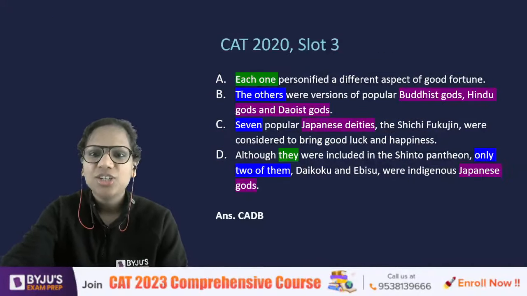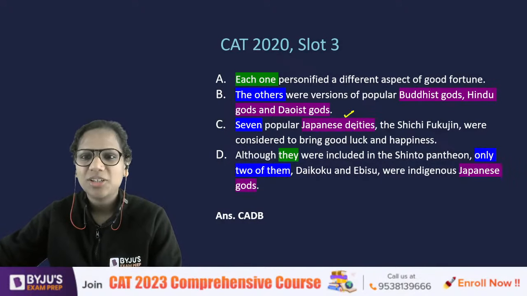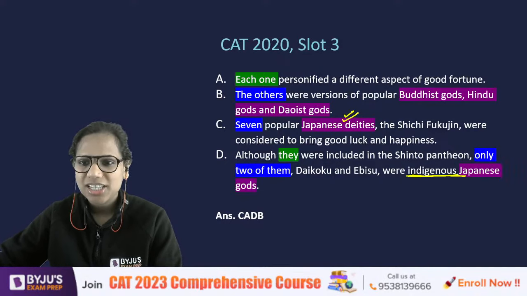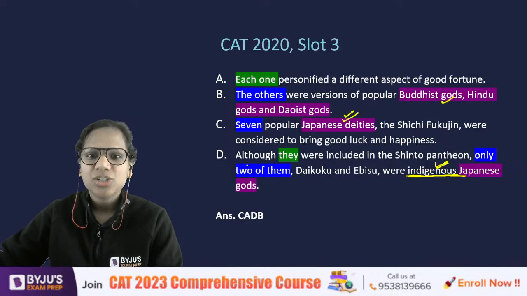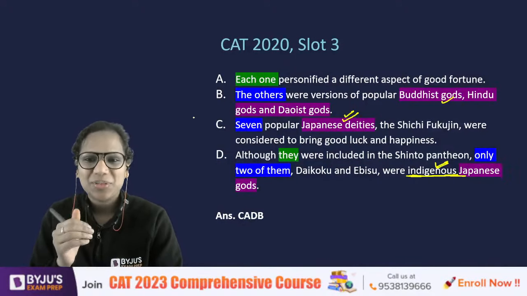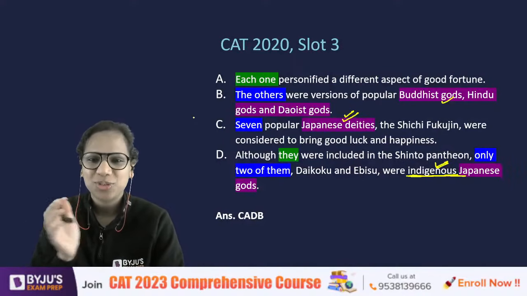Correct. So see here, I have color codified these clues for you. These are your theme-based clues, the ones in purple. Japanese deities. Then, I should have underlined "indigenous" also. Indigenous, Buddhist gods, Hindu gods, Taoist gods. So this tells me that overall this paragraph is about gods, particularly Japanese deities. I'm talking about how many of them are homegrown, how many of them are not homegrown.